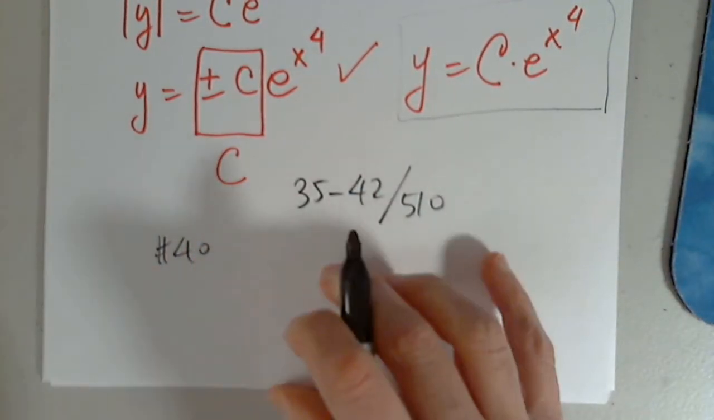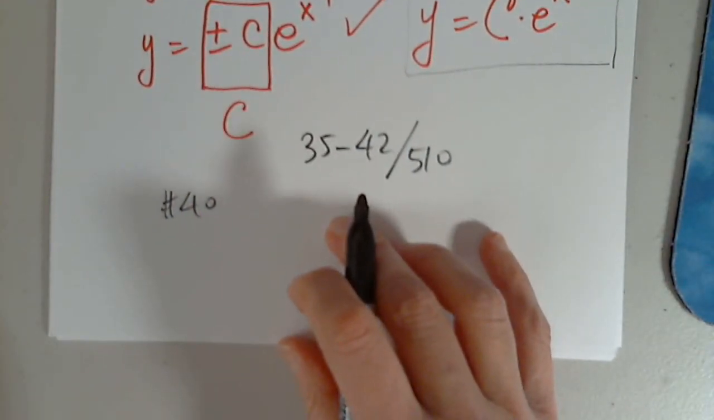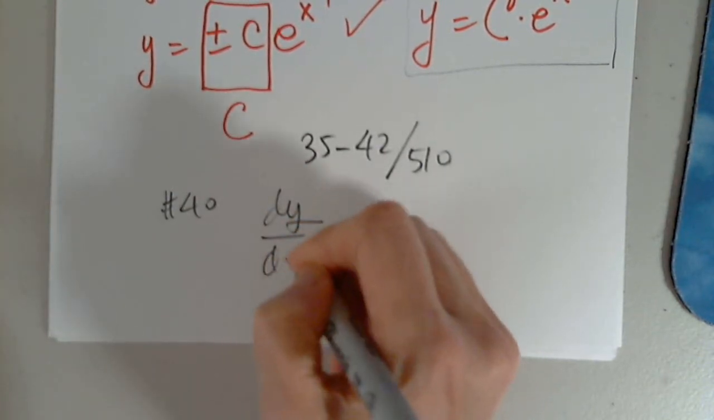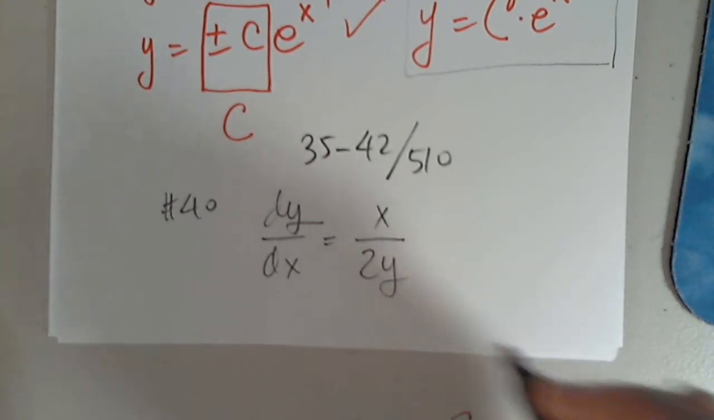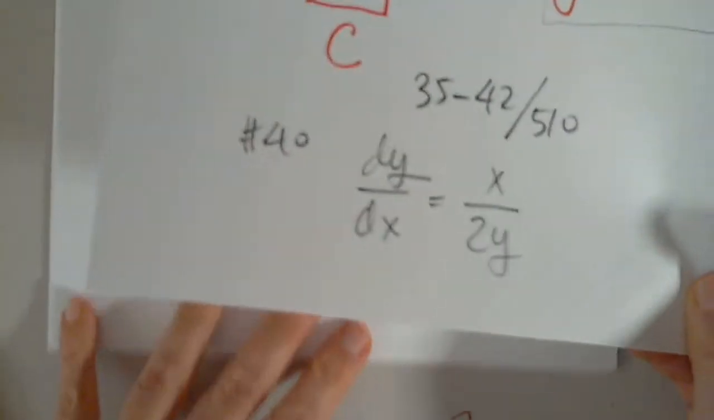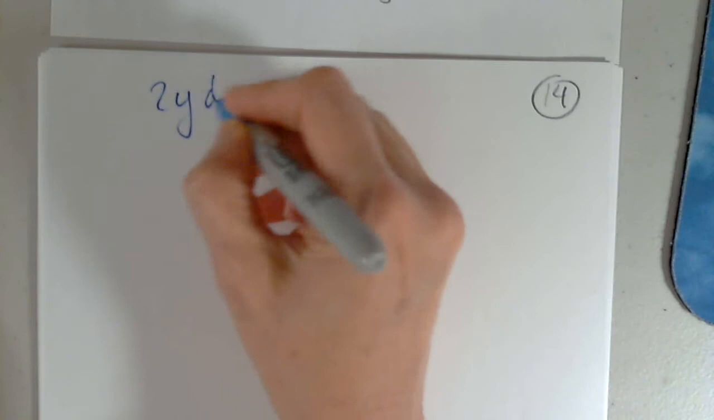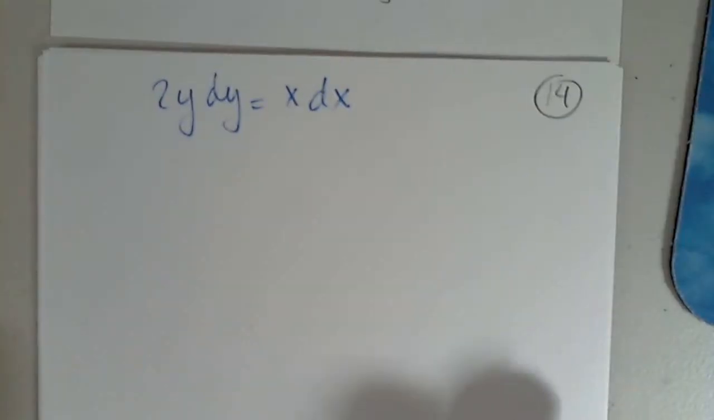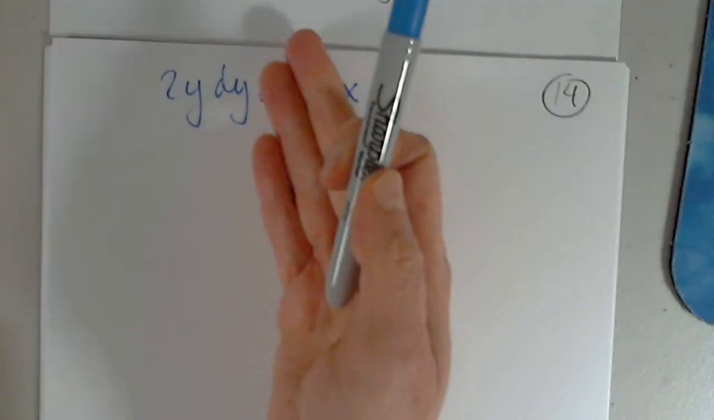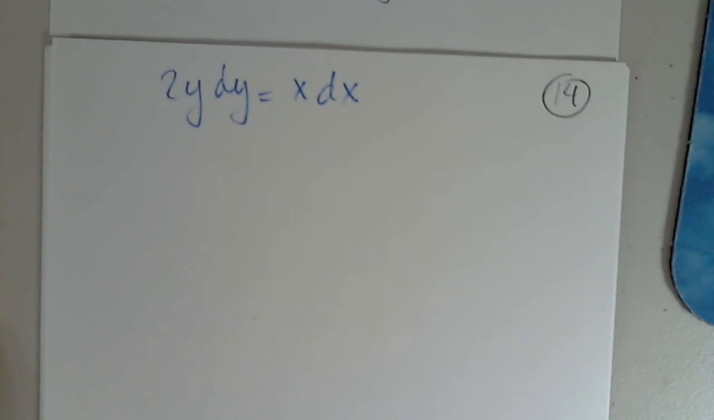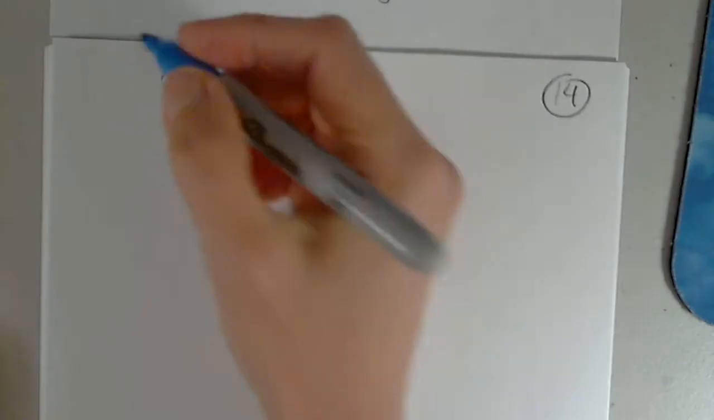So I'm looking at 40, which is dy over dx equals x over 2y. Now you understand that I should cross multiply first. Instead, I would just go ahead directly and write 2y dy equals x dx. Now the variables are separated. This is a separable differential equation. And now I can integrate both sides.